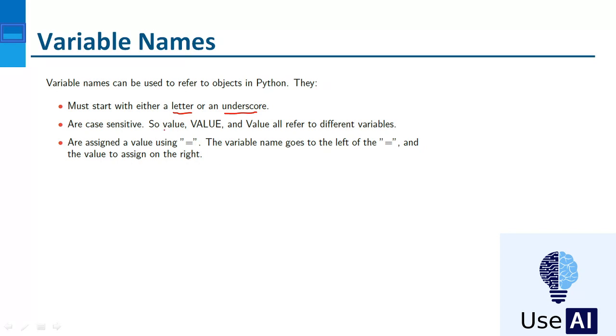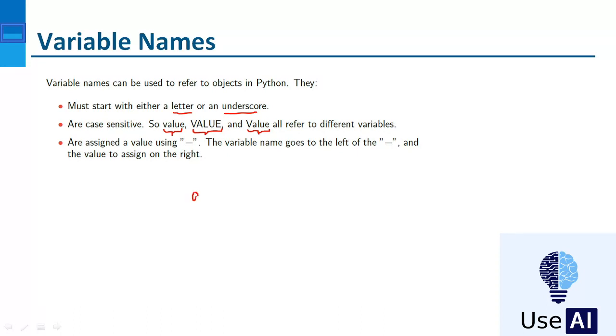If you consider a variable name called value written in lowercase, it is different from VALUE written in uppercase, and also different from Value written with mixed uppercase and lowercase letters. So all these three are different. And how do we assign a variable a corresponding value?